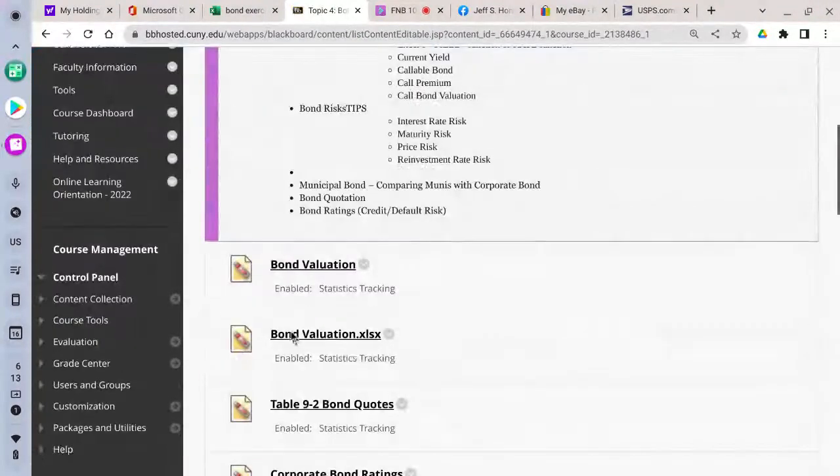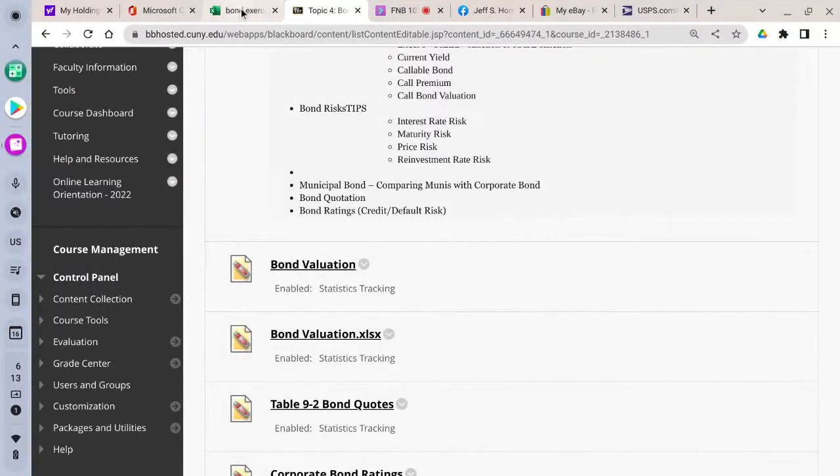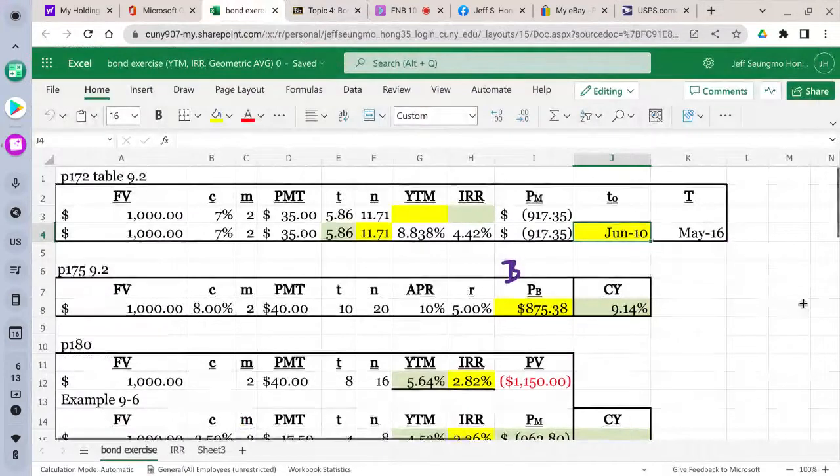The bond valuation. This one, right? If you open it, right? So you should open it in front of you.